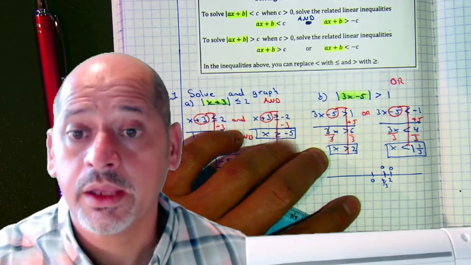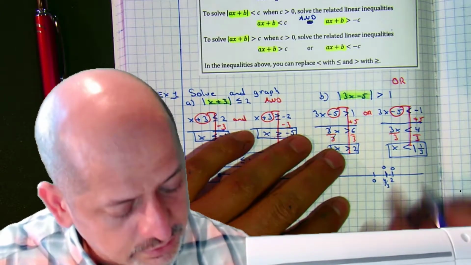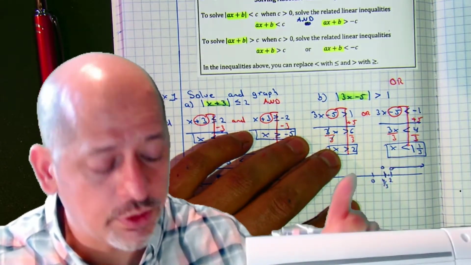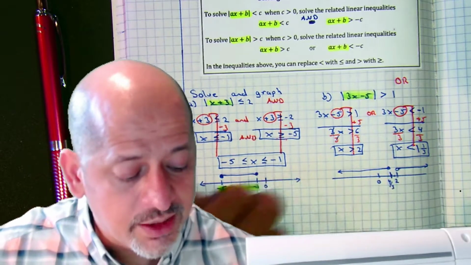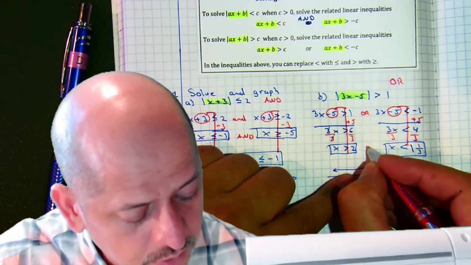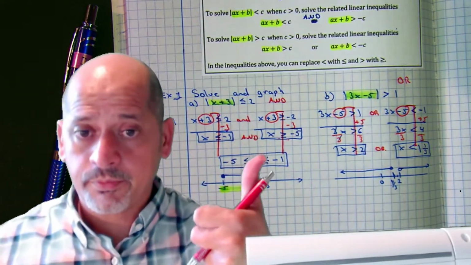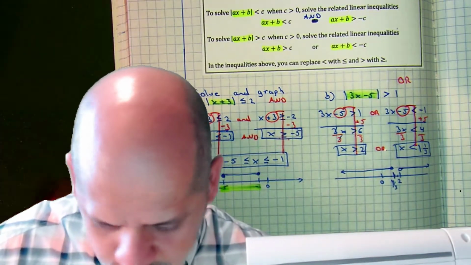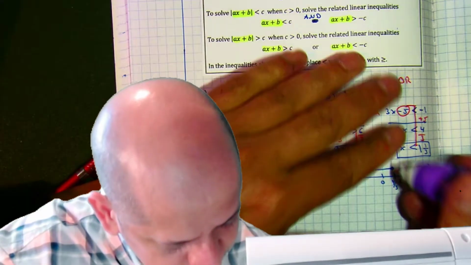Do you agree? And in this case, all the numbers that are greater than 2 are to the right. And all the numbers that are less than 1 and 1/3 are to the left. And remember that because there's an or in between, they should be going away from each other, and they are. And this one's open, even though it looks like it's closed, that's an open. So let me go and fix it.